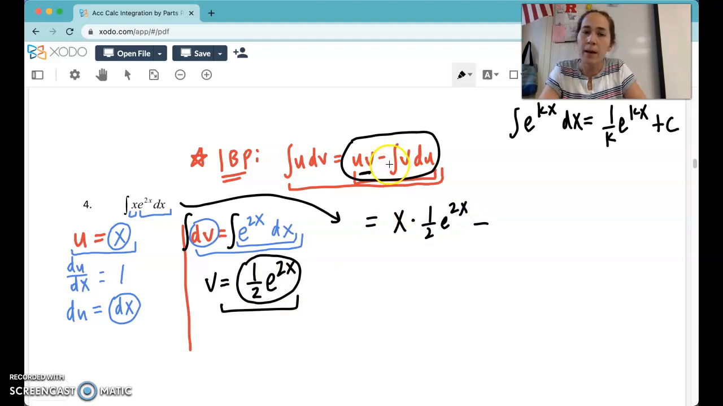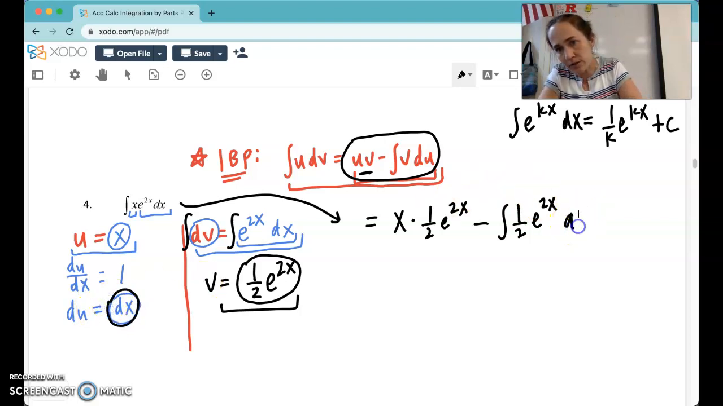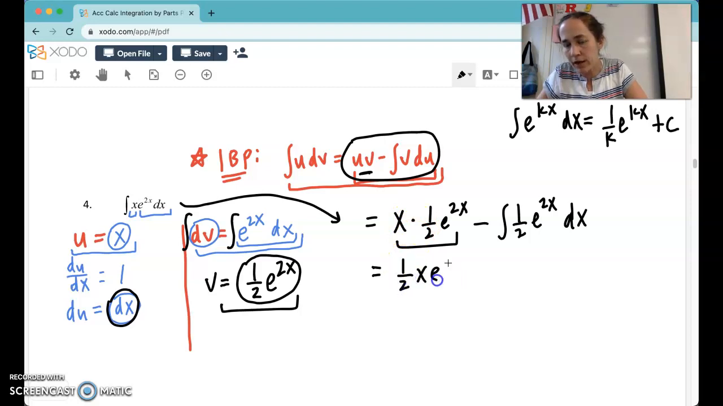Okay, next part, minus the integral of v du. So minus the integral of, what is v? 1/2 e to the 2x, and then times du, which is just equal to dx. So here's where we sit. Now I guess it's time to get rid of that other integral sign. Everything we wrote down should be easy to handle. We don't have to change this much. I might just reverse the order of the 1/2 and the x, write the first term like that.